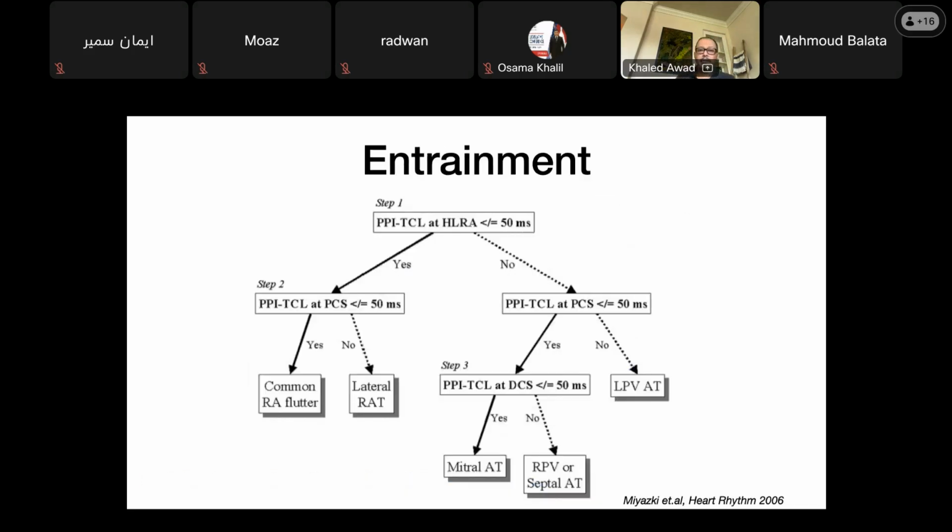How do you approach it? If you wanted to have sort of a stepwise approach, what do you do first? If you're dealing with an atrial flutter, you start pacing first at the HRA, the high right atrium, or the lateral right atrium. And if that is in, great. Okay, let's stay in the right atrium. We're going to pace at the proximal coronary sinus, and if that is in, then we're dealing with typical flutter.